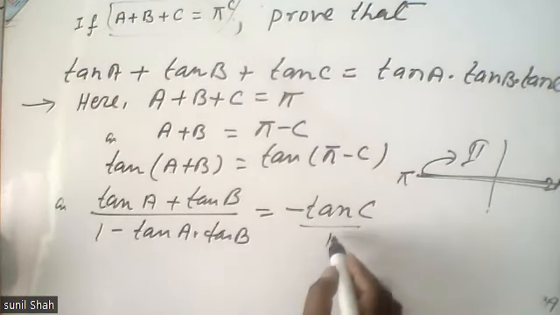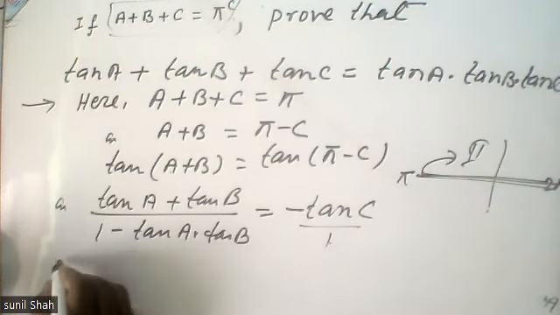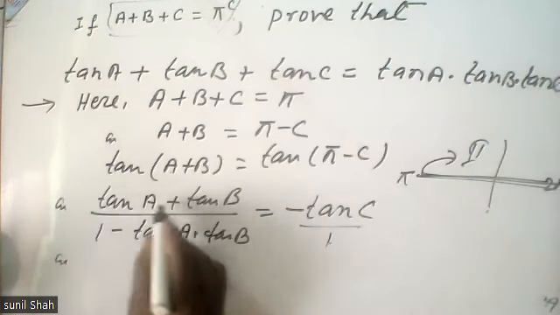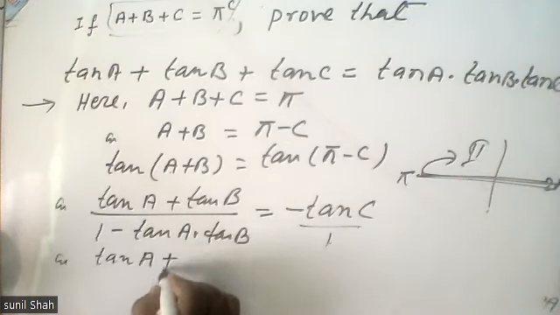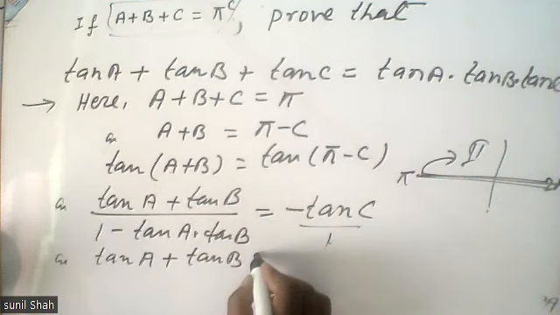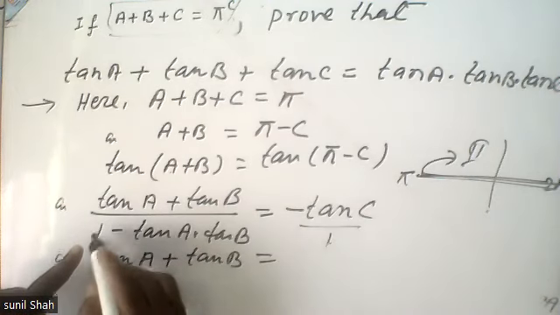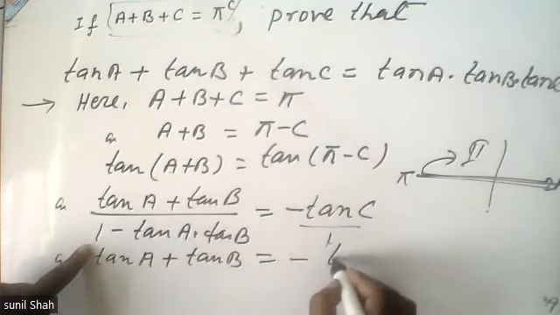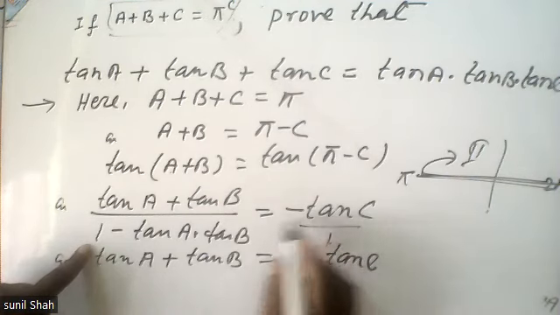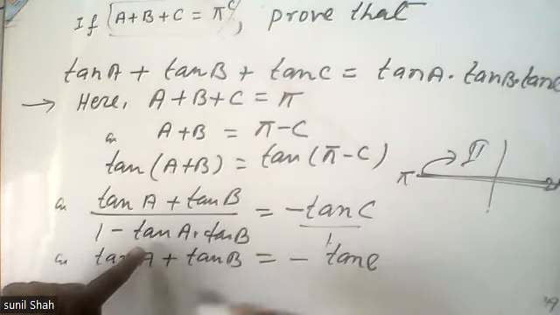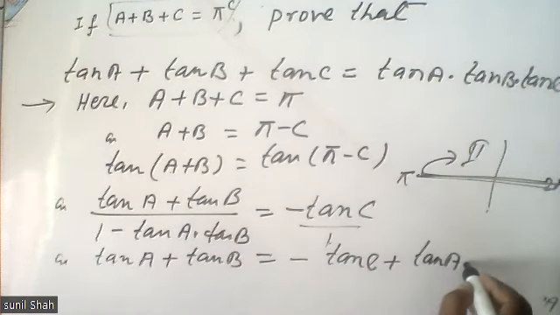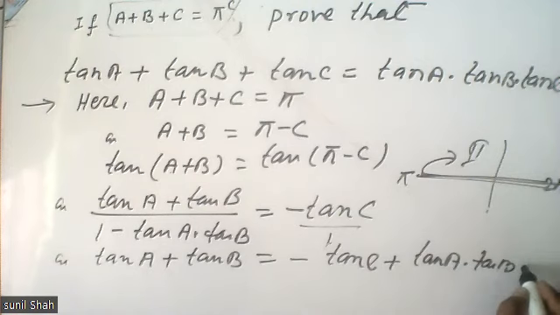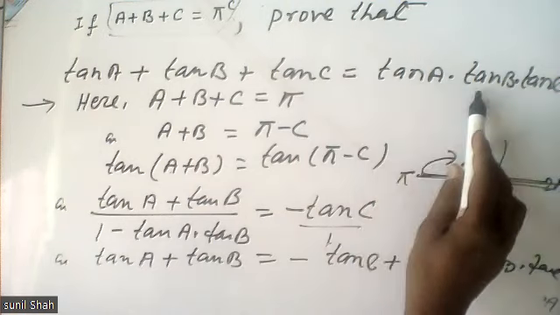Now cross multiply this by this and this by this. Multiply tan A plus tan B by 1, so it remains unchanged, tan A plus tan B. Multiply this minus tan C by 1, it will be minus tan C, and again minus tan C by this, tan A into tan B. So minus times minus is plus, tan A into tan B into tan C. So look for this RHS, tan A into tan B into tan C.